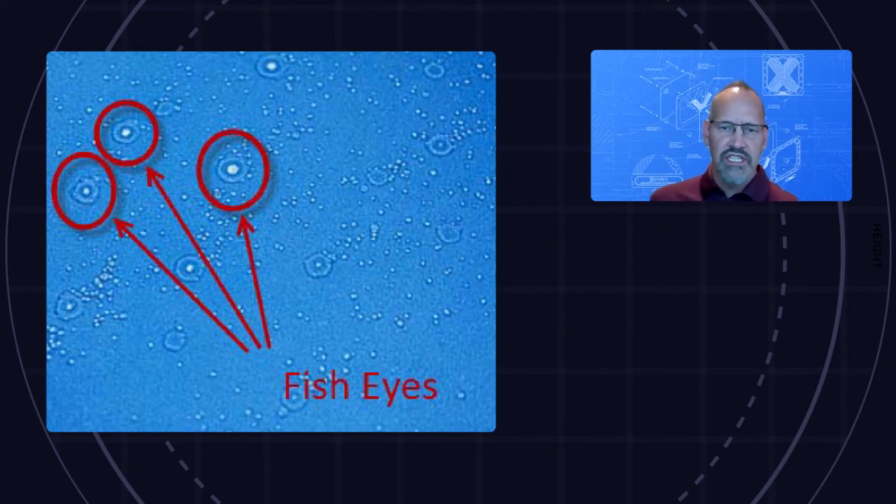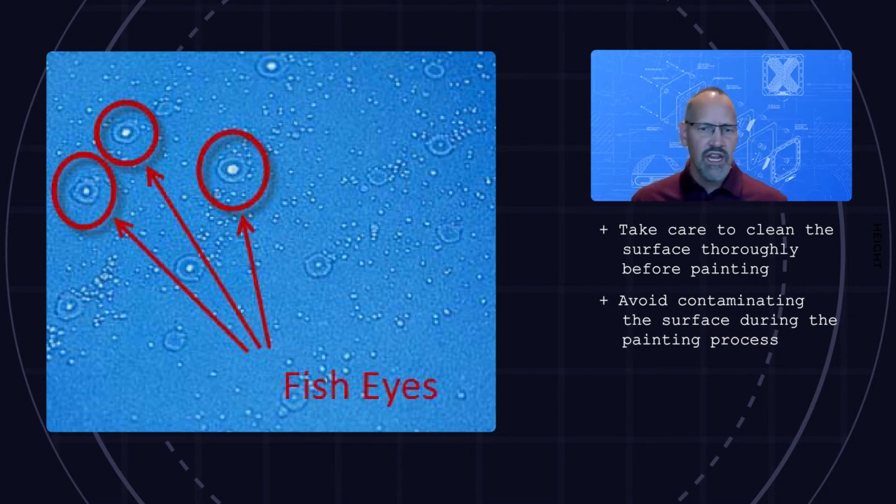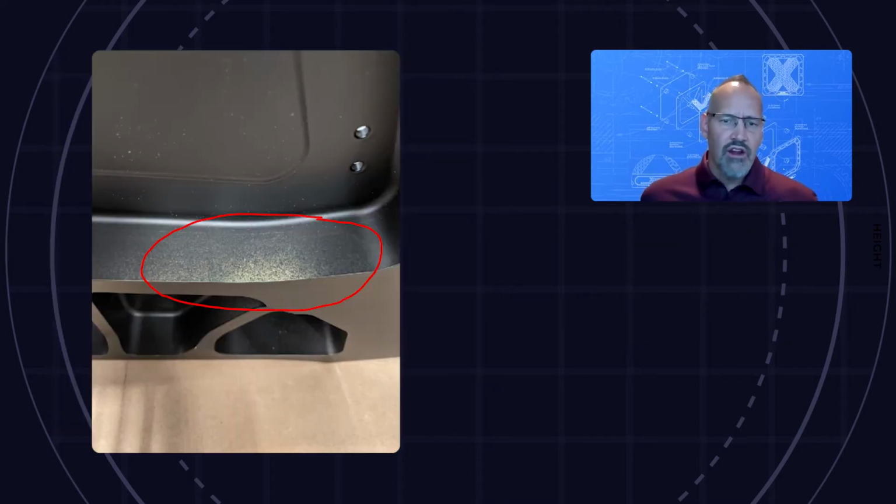Another example of unacceptable workmanship standard is known as fish eyes. Fish eyes should not be visible on any painted surface. The surface should be cleaned thoroughly before applying the paint, and any risk of contamination during paint application should be avoided. Here in image 6 is an example of overspray.